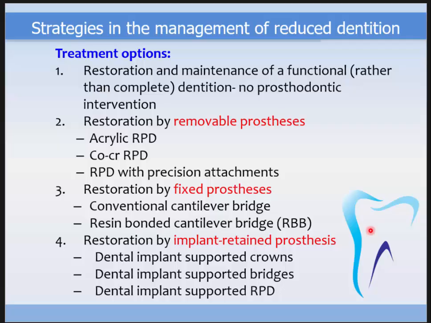You can also provide restorations by means of fixed prostheses, which means the patient cannot take them out by themselves. You can have the conventional cantilever bridge or the resin-bonded cantilever bridge. Then there is a higher level of treatment, which is the implant-retained prosthesis. It can be implant-supported crowns, implant-supported bridges, and implant-supported RPD.